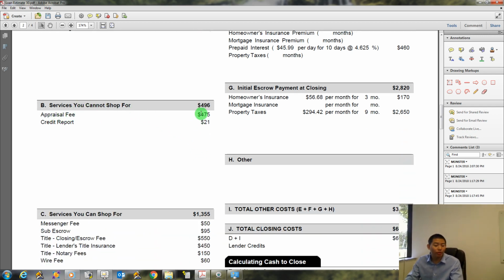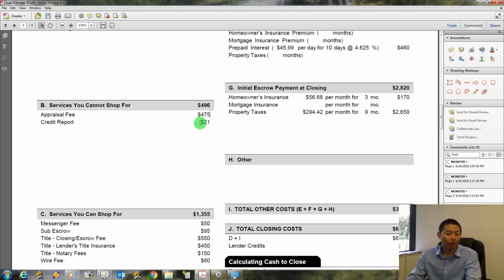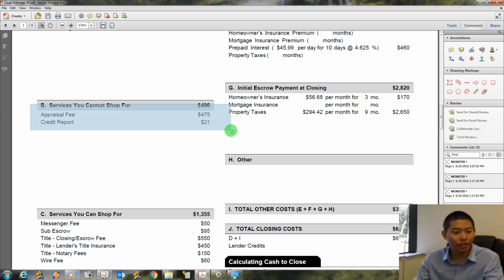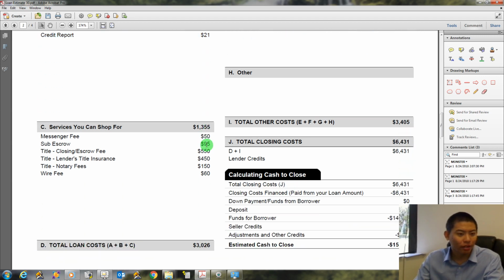The appraisal fee is about $475. It really varies depending on your property value, and we really have no control over that. Usually, you would get your appraisal fee reimbursed after the loan closes, or I'm sorry, basically, you would have to pay out of your pocket actually. And the credit report, you usually charge about $21 based on your lender. So the total of that comes out to $496 in column B.